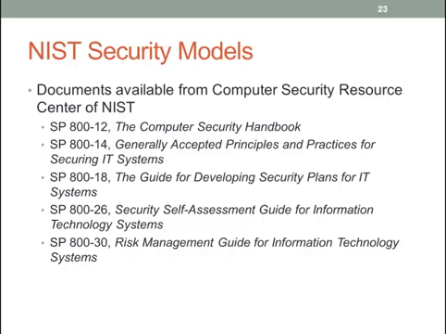800-14 is generally accepted principles and practices for securing IT systems. And then SP 800-18, which is the guide for developing security plans for IT systems. This is really the foundation for a comprehensive security blueprint and framework. It provides detailed methods for assessing, designing, and implementing controls and plans for various sized applications. So these are just some examples of different types of standards that are out there.